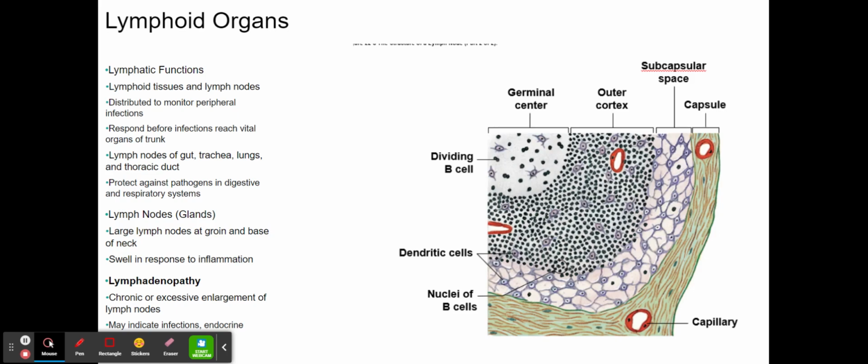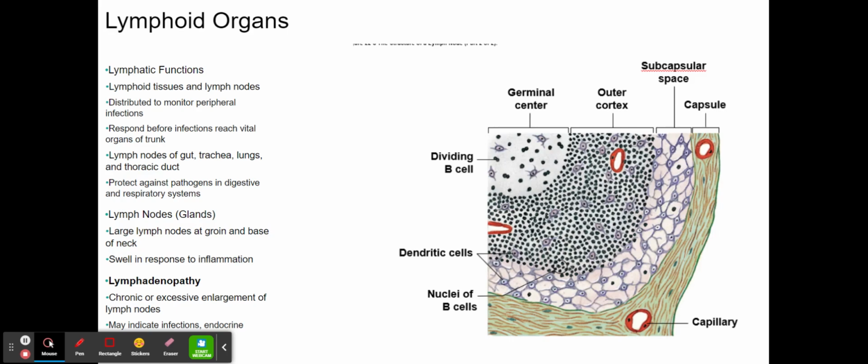To protect a house against intruders, you might guard all the entrances and exits or place traps by the windows and doors. The distribution of lymphoid tissues in lymph nodes follows a similar pattern. The largest lymph nodes are located where peripheral lymphatics connect with the trunk, such as in the groin, the axillae, and the base of the neck. These nodes are often called lymph glands.